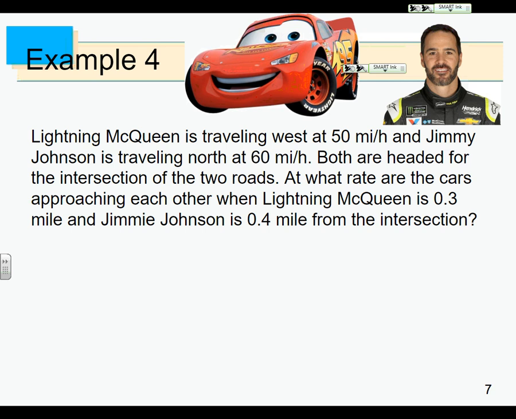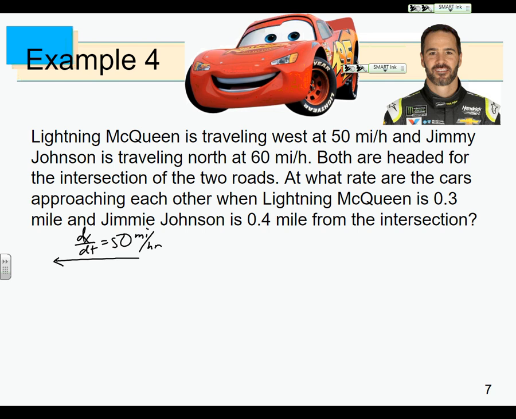Lightning McQueen's traveling west at 50 miles an hour. Okay, I'm going to let this be west, 50 miles an hour. Since that's in the x direction, I'm just going to say x. I'm going to say my dx over dt is 50 miles per hour.